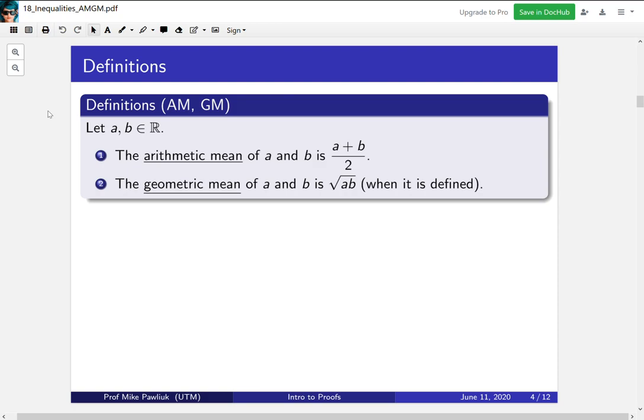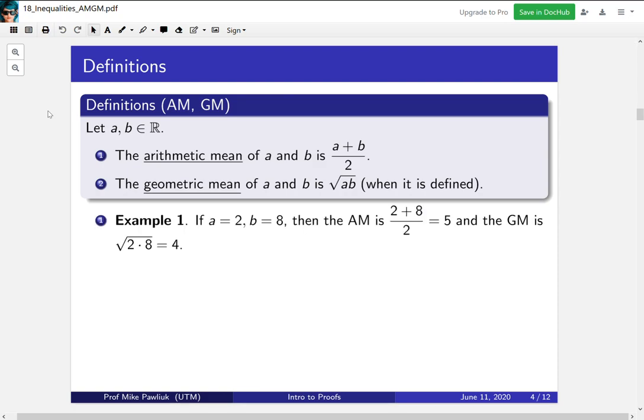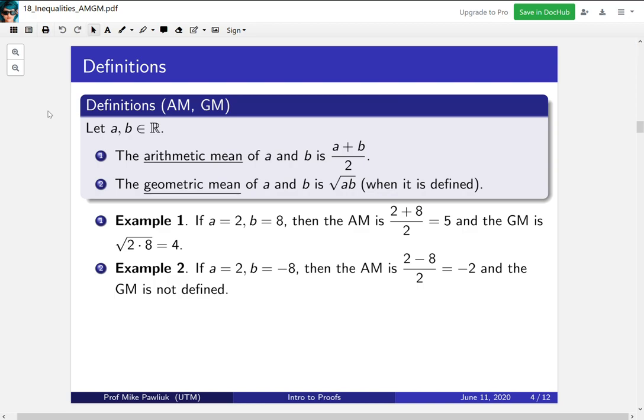So let's look at some examples of these. If a is equal to 2 and b is equal to 8, then the arithmetic mean is 5 and the geometric mean is 4. If a is equal to 2 and b is equal to minus 8, then the arithmetic mean is minus 2, but the geometric mean is not defined because it's trying to take the square root of negative 16, which you can't do. So in some cases, the geometric mean is not defined, but the arithmetic mean will always be defined.